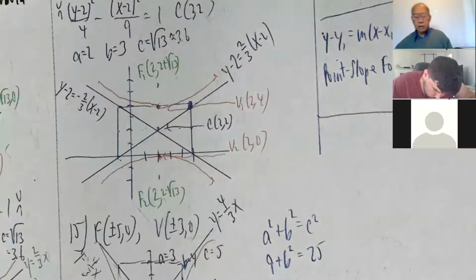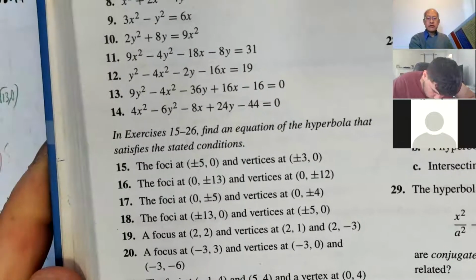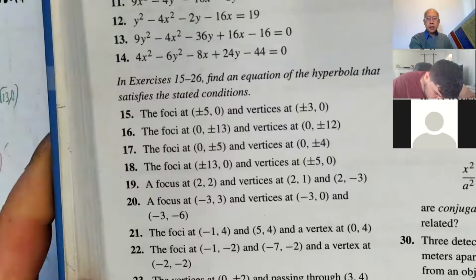All right, so that was kind of complicated, but hopefully you can figure that one out. Depending on how much time I have, I might do another one like that, but I might save it for tomorrow too. Find the equation of the hyperbola that satisfies the stated conditions. So just come up with an equation of a hyperbola to do all this stuff over here.